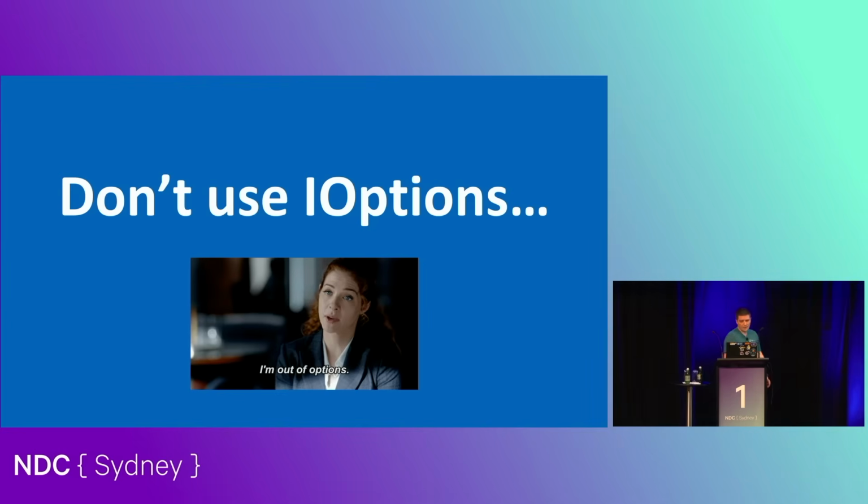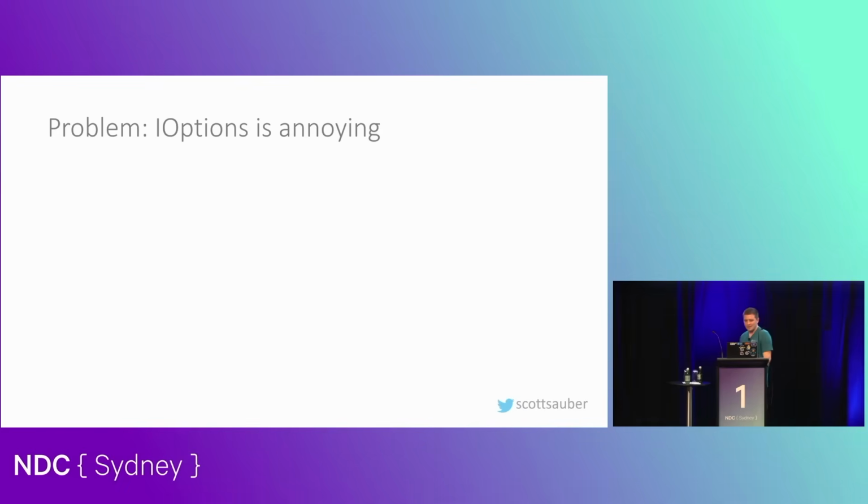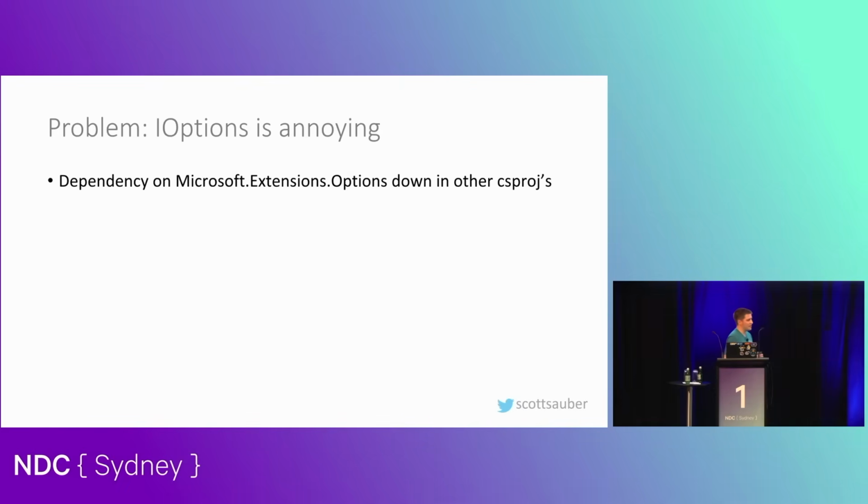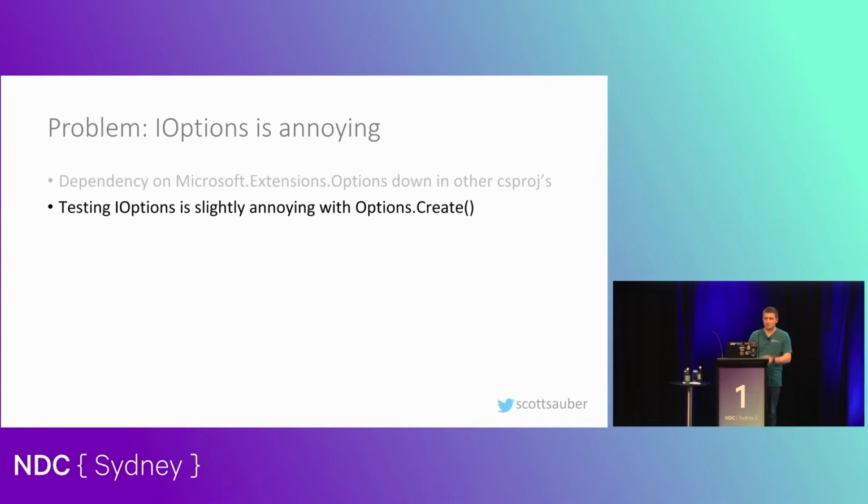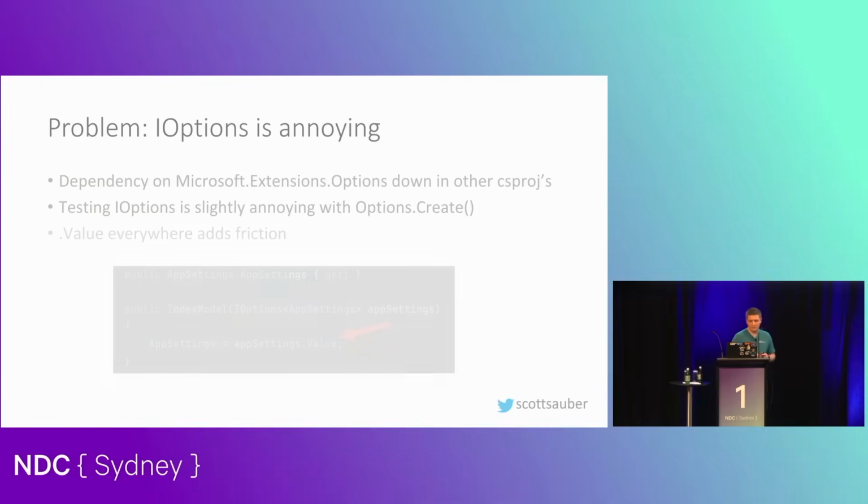Cool. So this next one is a little controversial, where I'm saying don't use IOptions, which is kind of a clickbaity title. I'll talk about that here in a little bit. But the problem with IOptions is it's pretty annoying to use, to be honest, because let's say you're using IOptions everywhere. Now if you have dependent C# projects, you have to add Microsoft.Extensions.Options as a dependency in some of your C# projects, as well as if you're ever testing with IOptions, you have to do Options.Create, which is kind of annoying to do.